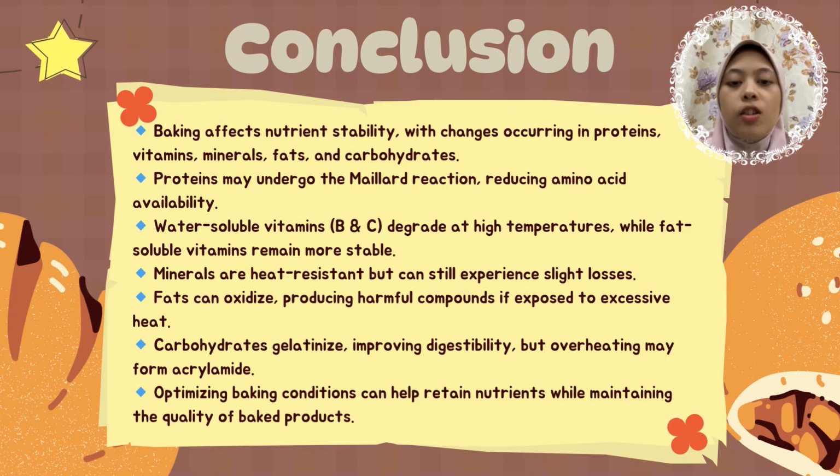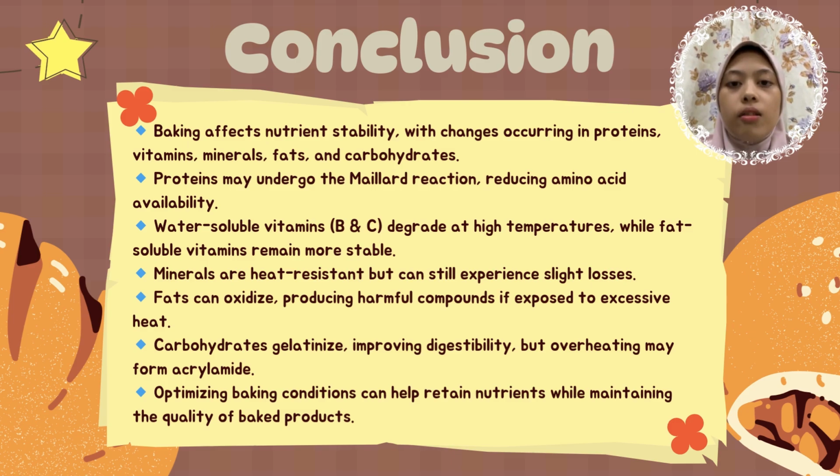Thank you. In conclusion, baking significantly affects the stability of nutrients in food. Protein may undergo the Maillard reaction, which can reduce the availability of amino acids. Water-soluble vitamins such as vitamin B and vitamin C tend to degrade at high temperatures, while fat-soluble vitamins are more stable but can still experience some loss.